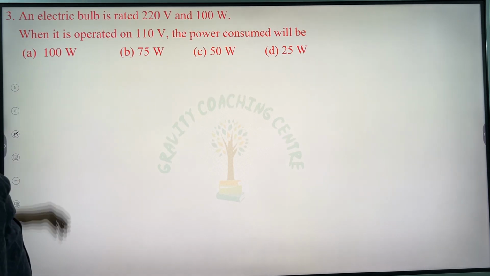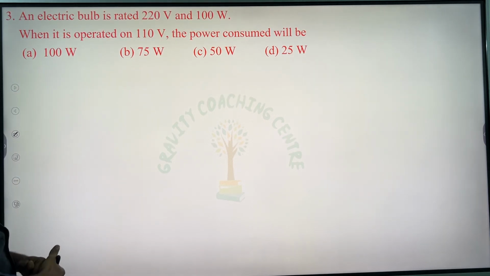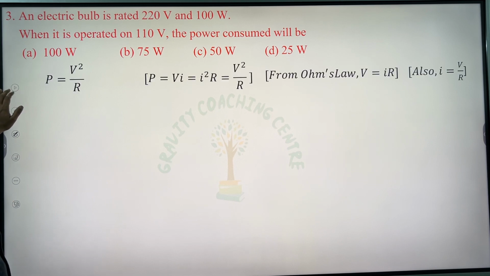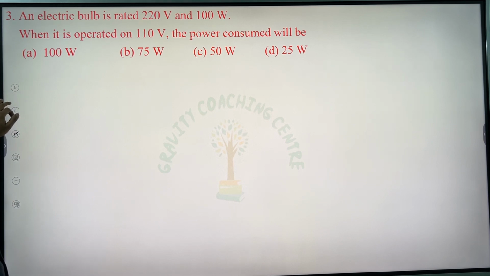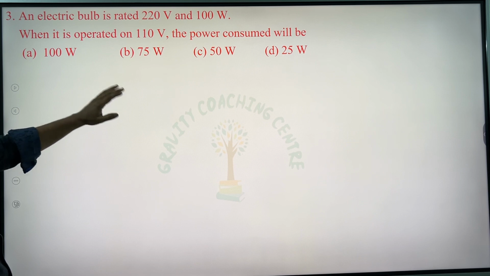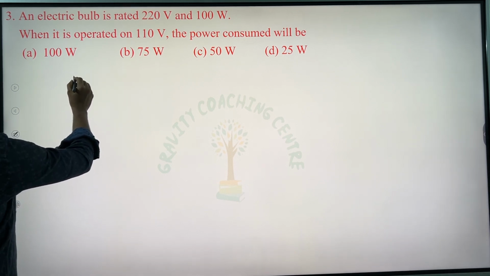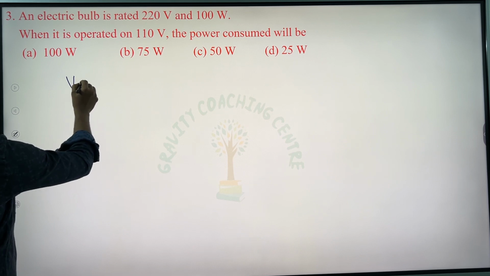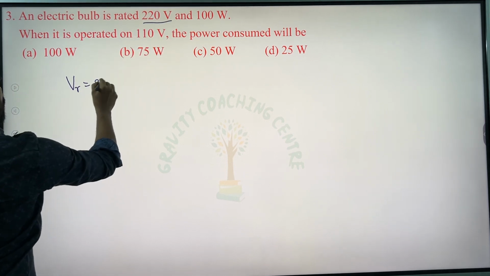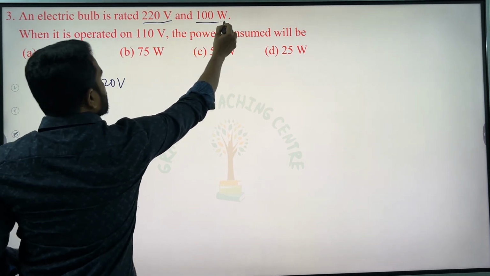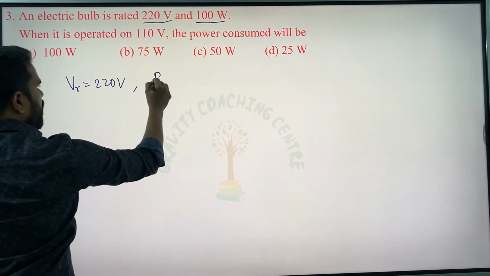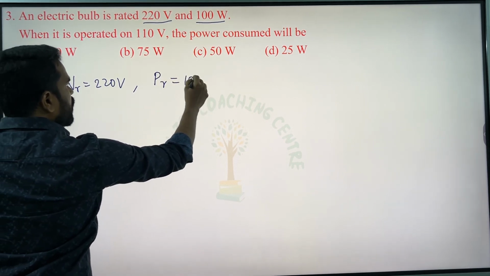Okay. Next question. Let us see. An electric bulb is rated 220 volt and 100 watt. It is rated how much? 220 volt and 100 watt. So rated voltage how much? 220 volt. And rated power how much? 100 watt.